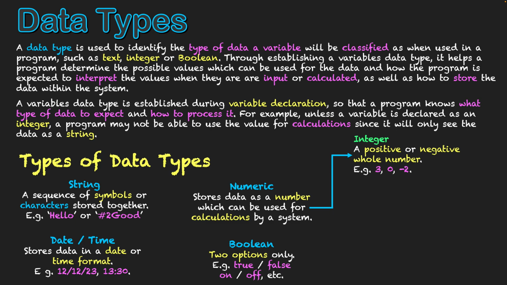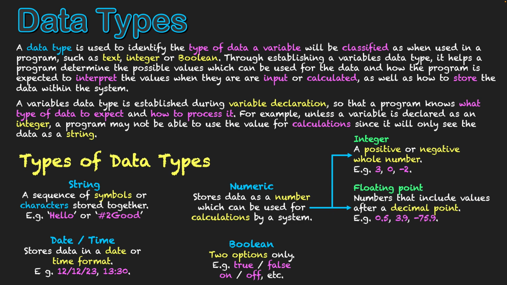Now, unfortunately, that doesn't cover everything. So we've also got some more specific numeric data types. So the next one is that of a floating point, which is numbers that include values after a decimal point. So 0.5, 3.9, or minus 75.9. So as you can see with all of them, I've actually got a decimal point with numbers after it. Now, that might sound like it's covering a lot more area, but unfortunately, that's still not covering all the possible numeric values that could be entered into a system.